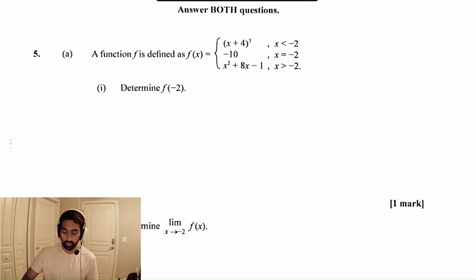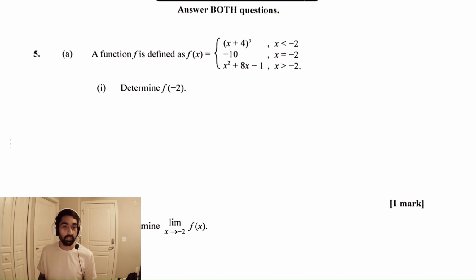In this video, we're going to look at CAPE 2024 Pure Maths, Unit 1, Question 5. Part A reads, a function f is defined as f of x equals x plus 4 cubed if x is less than minus 2. It's equal to minus 10 if x equals minus 2. And then it's equal to x squared plus 8x minus 1 when x is bigger than minus 2. The first part asks us to find out what f of minus 2 is.